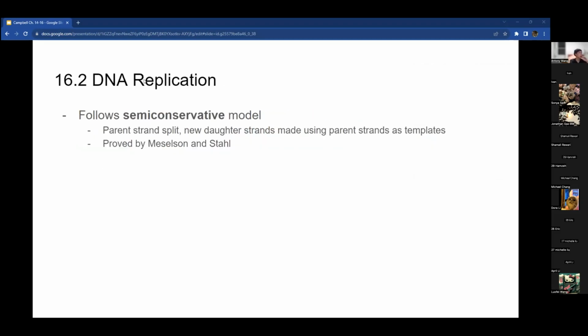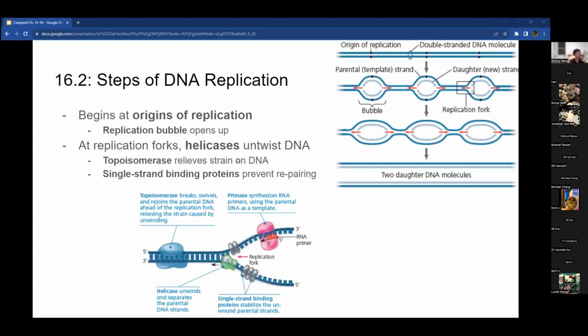All right. DNA replication follows a semi-conservative model. Parent strand split, new daughter strand. This is just saying that when DNA is replicated, the parent strands are used as a template, and each new strand of DNA consists of one old strand and one new strand synthesized newly from free nucleotides or nucleosides, whatever.